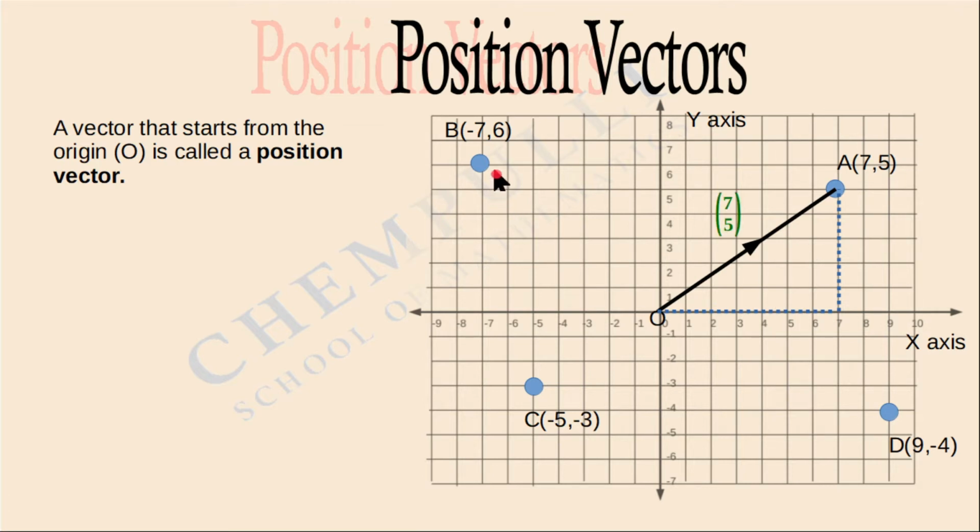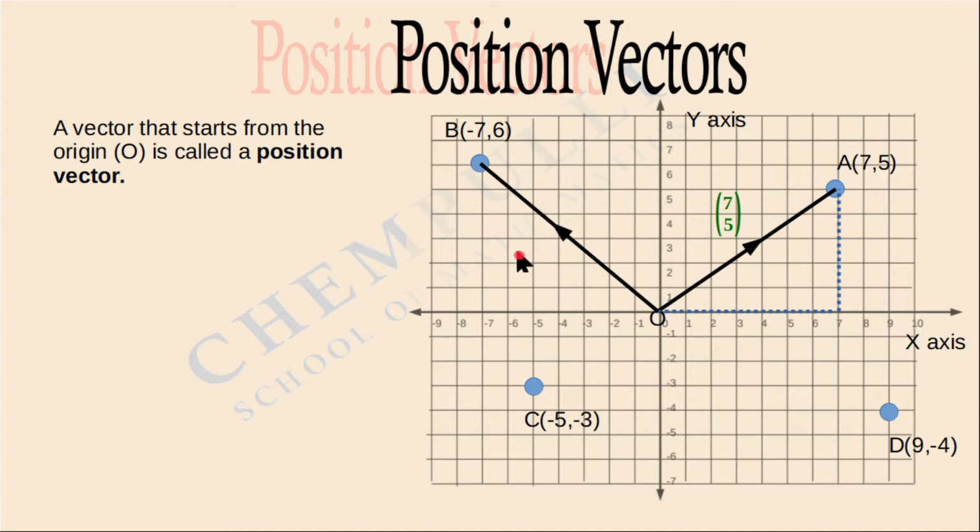Then what is the position vector of B? First we can draw the position vector of B. The position vector of B means the vector starting from where? From O to the point B. That vector is called the position vector of B. That is the vector OB.